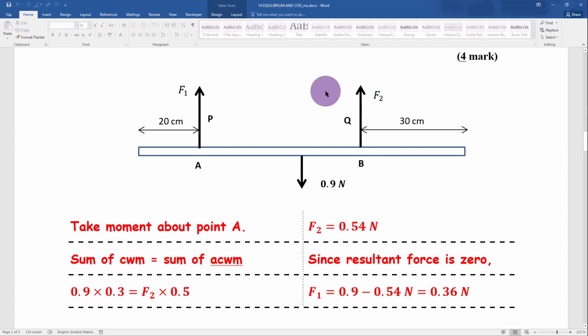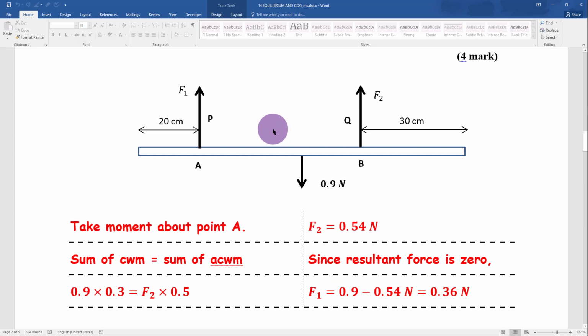Now, in order to get F1, I can use the second condition for equilibrium, because there are two conditions that must be fulfilled if a system of forces is in equilibrium. The first one is that resultant moment must be zero. That is just like saying sum of clockwise moments equals the sum of the anti-clockwise moments about a given point, because the system is in equilibrium. So resultant moment is zero.